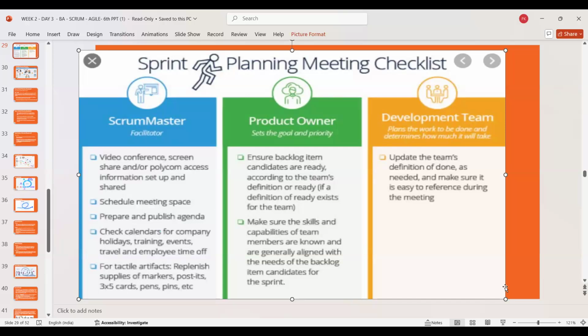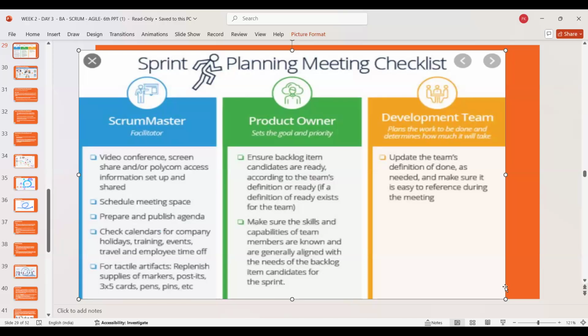Make sense? Any doubt in this sprint planning checklist, guys, from the Scrum Master, product owner, and development team's point of view? Anyone? Prerna, can you please explain in product owner this point again?